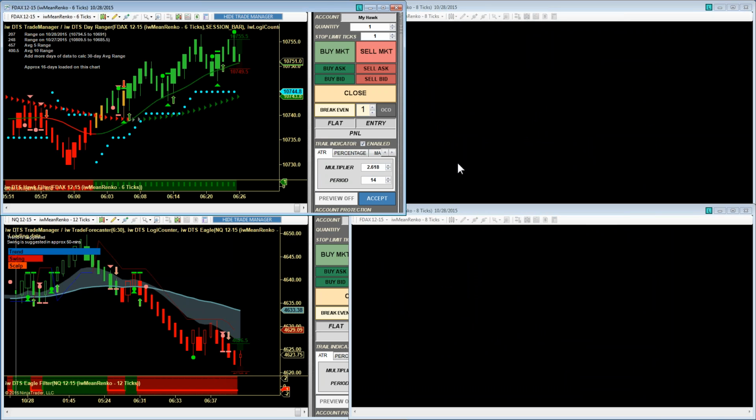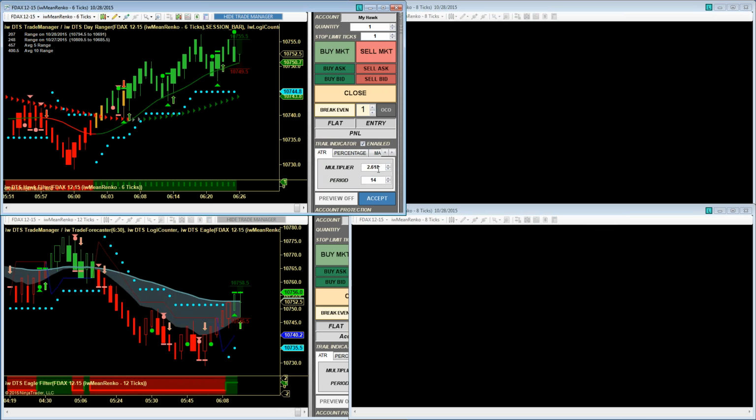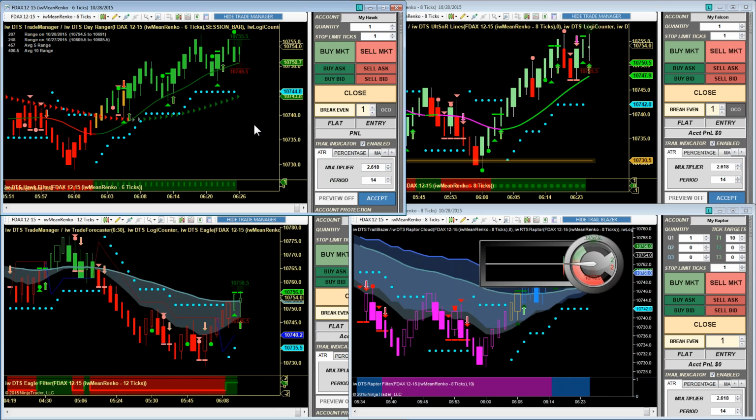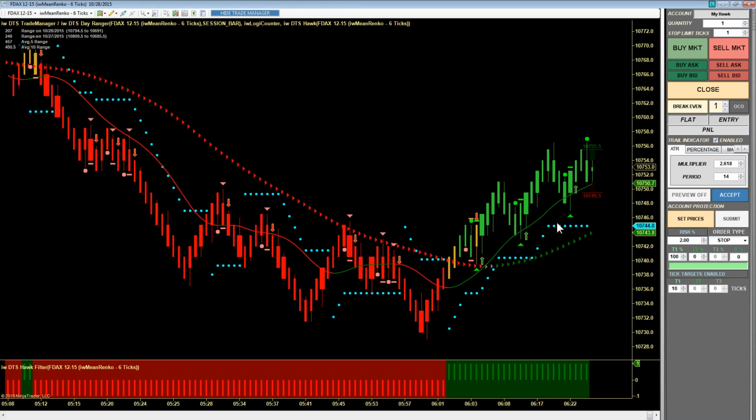Oh yes, I almost forgot to tell you. You're going to be seeing this tool here, on the right side, this control panel. That's probably the most important tool of them all. It's called the Trade Manager, and it does exactly that. It manages your trade.